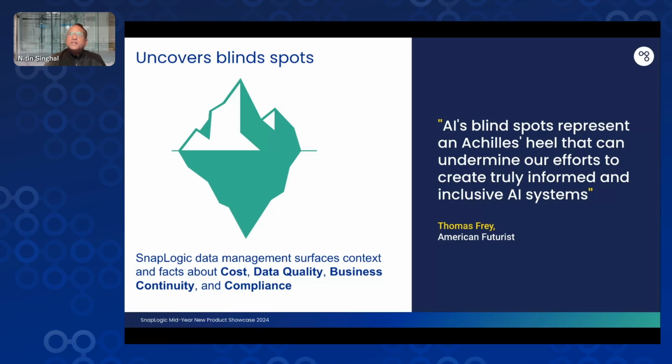I'll also talk about Thomas Frey. I love the quote where he says AI's blind spots represent an Achilles heel that can undermine the effort to create a truly informed and inclusive AI system. I truly believe in that, because these blind spots are essentially areas where AI or any data application might lack sufficient information, which can significantly impact the accuracy and applicability of the insights generated. As AI technology or any data needs become a daily commodity, predicting financial markets, diagnosing medical conditions, or even providing legal advice, the accuracy of the decision and prediction depends on the breadth and depth of the data.